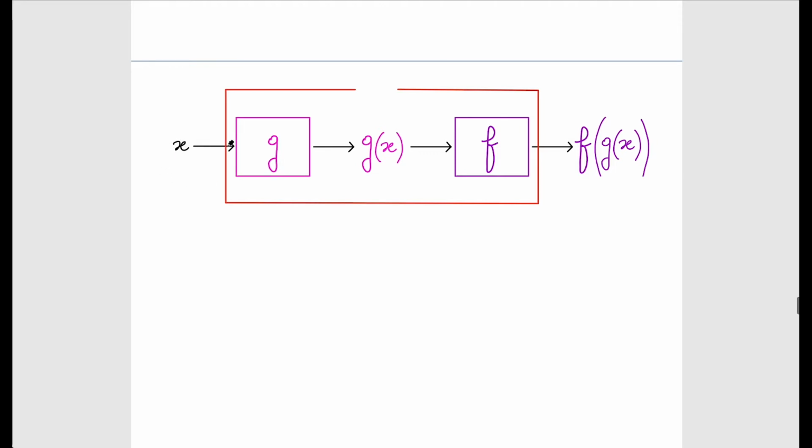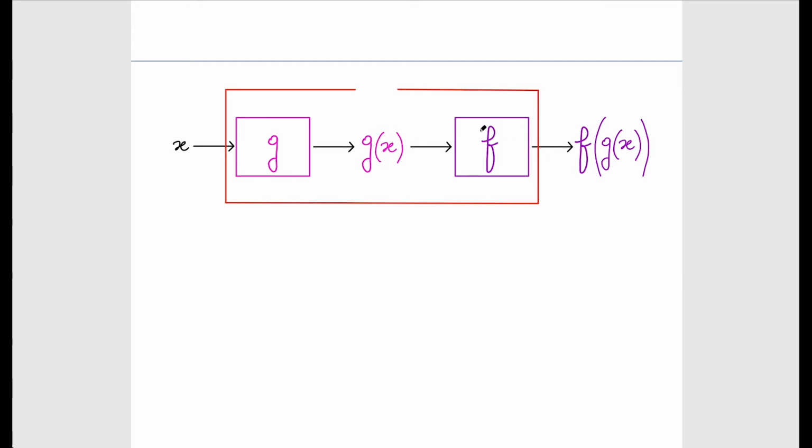You send in an x in this big red machine. It goes first to the g machine. So g is gonna operate on this x, the input, and it's gonna output something. So it's gonna output g of x, right? It's gonna output g of x, and that output is gonna turn into an input in the function f.